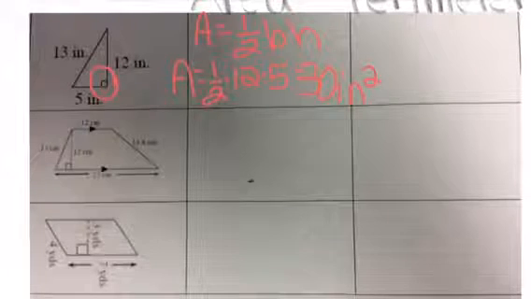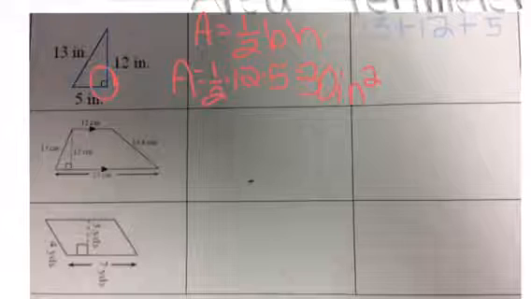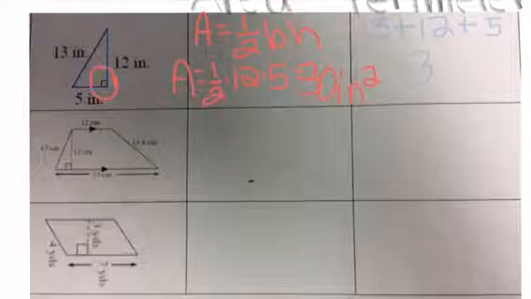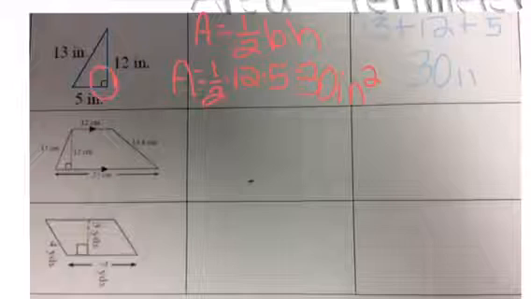Let's take a look at the perimeter. Remember, the perimeter, again, is that outside edge of our shape. So 13 plus 12 plus 5. 13 plus 12 is 25, plus 5 gives me 30 inches.